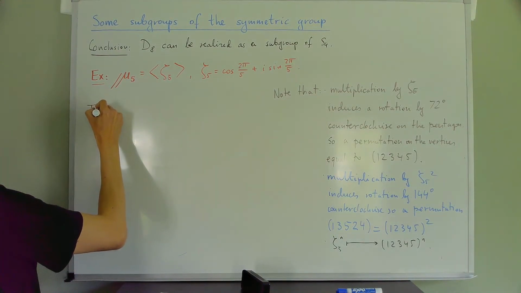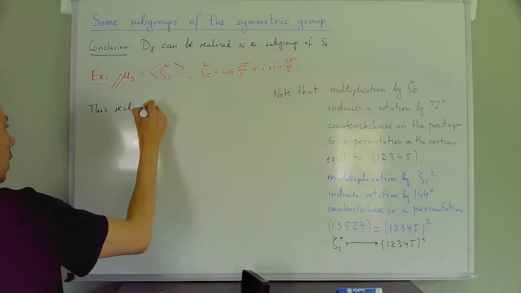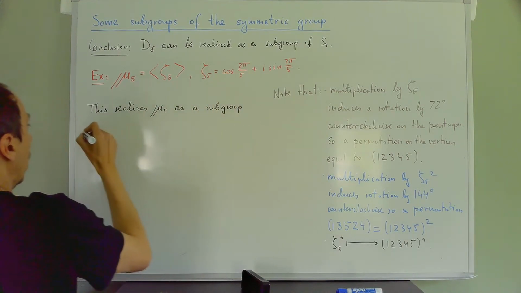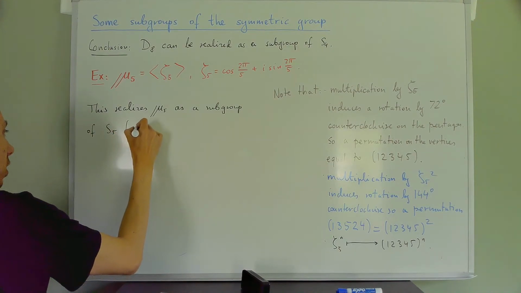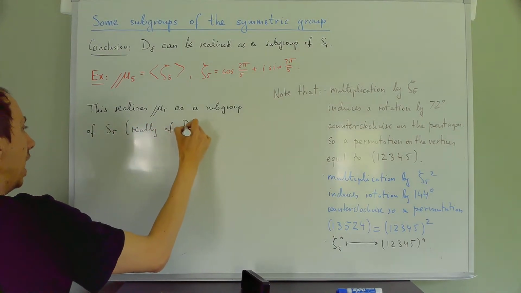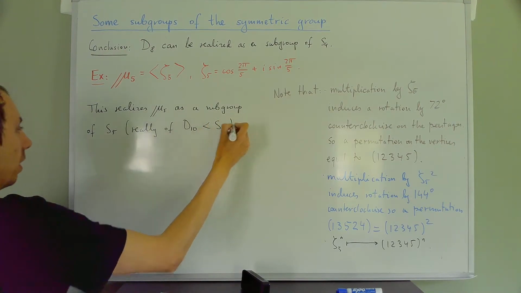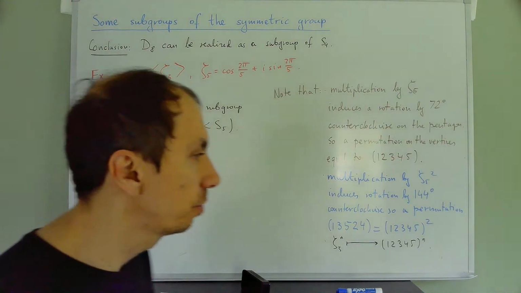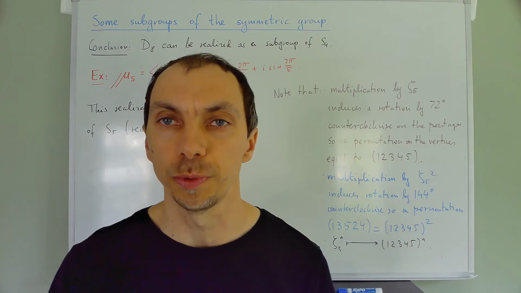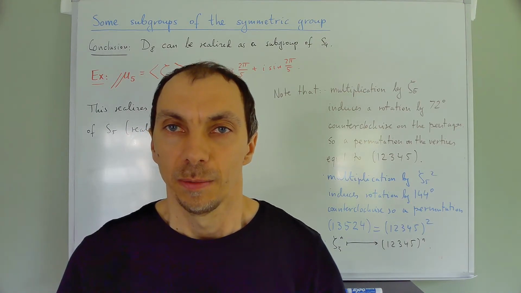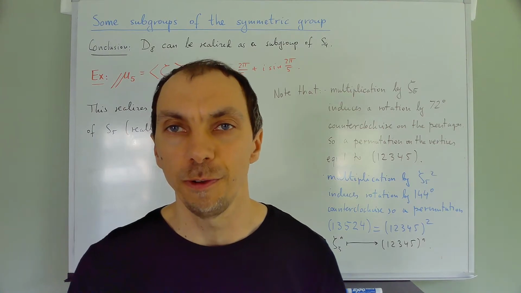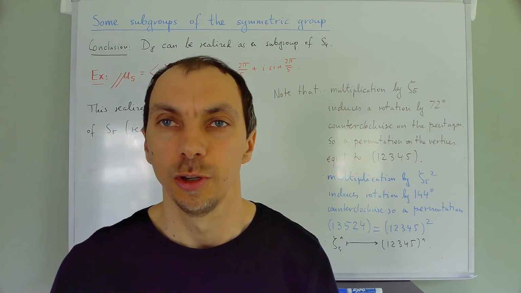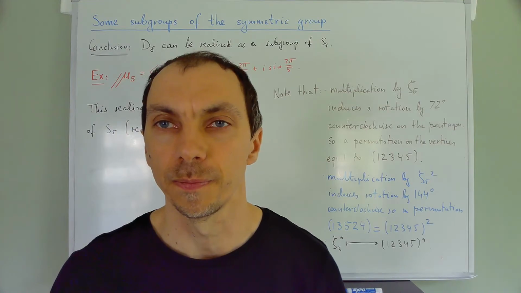So this realizes mu5 as a subgroup of S5. Really of D10, which can then be thought of as a subgroup of S5, because these were just rotations. In this case, we can use a fancier language, because while I define my dihedral groups as certain permutations of vertices, mu5 is definitely not defined that way. I had to do some mental acrobatics to see it as permuting something.